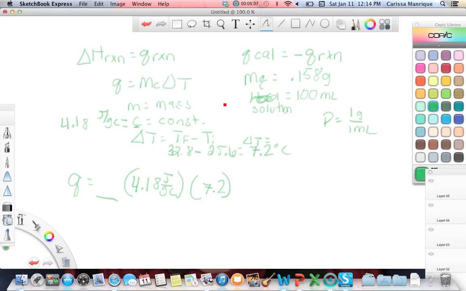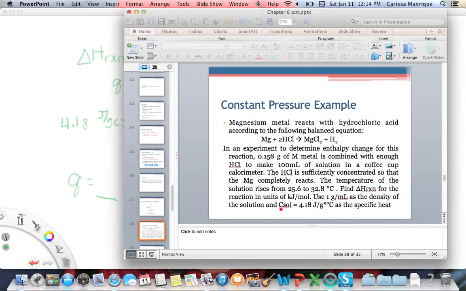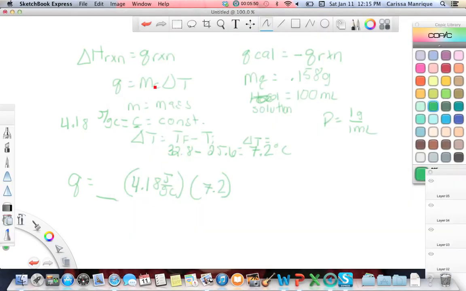Now let's look at C. Do you see it? C was given, if I come back to the problem, C is specific heat for the solution. Okay, since that's specific for the solution, you have to have the mass of the solution.